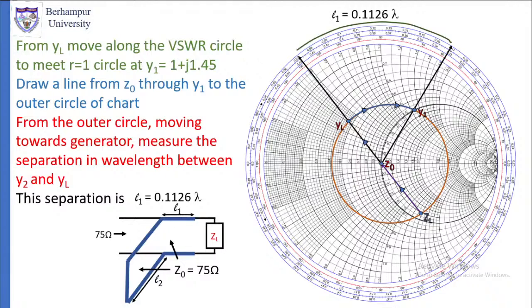From the outer circle, moving towards the generator, measure the separation in wavelength between Y2 and YL. What is the separation between Y2 and YL? Measure that. This separation is L1. So this separation will be equal to 0.1126 lambda. So that is the length L1. So easily we can find out what is the length L1. So L1 is equal to 0.1126 lambda. This you can do easily. I am not spending more time here.